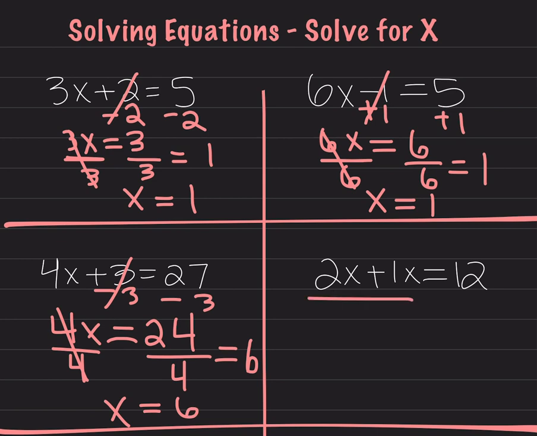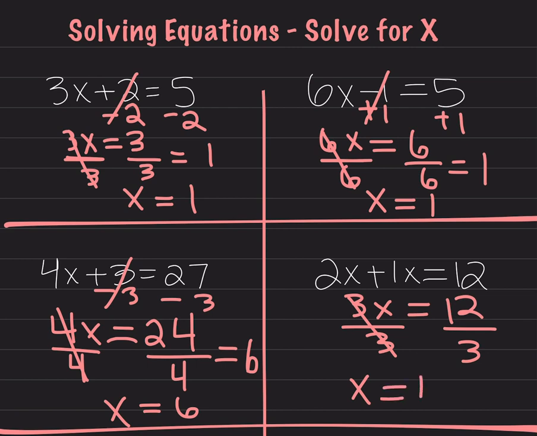Next is a pretty easy one. We already have all of our x's on one side and our numbers on the other. So all we have to do is just combine. 2x plus 1x is 3x equals 12. And now all I do is divide both sides by 3 to get my x alone. x equals 12 divided by 3, which is 4. So x equals 4. And this is how we solve equations when we have to solve for x.